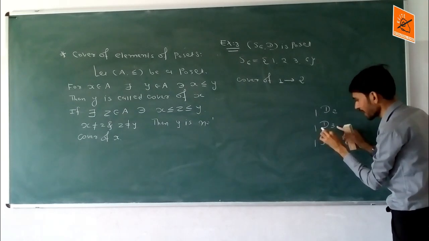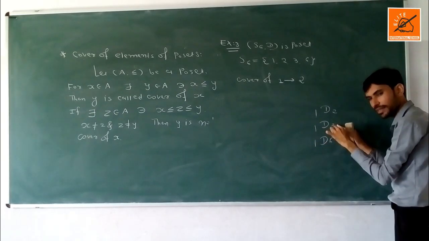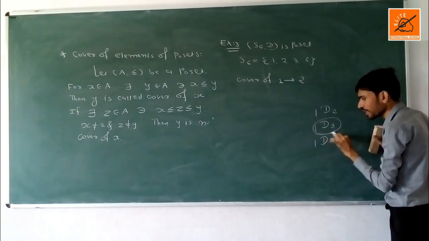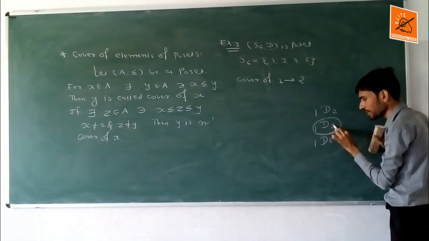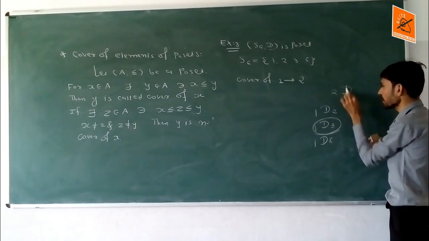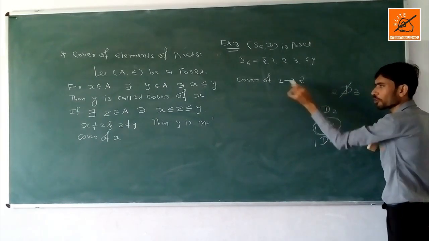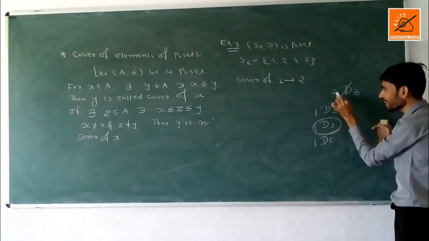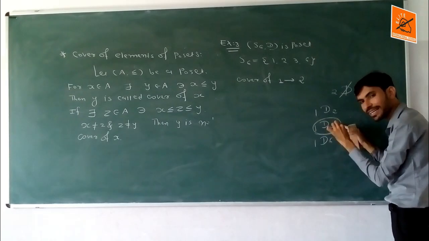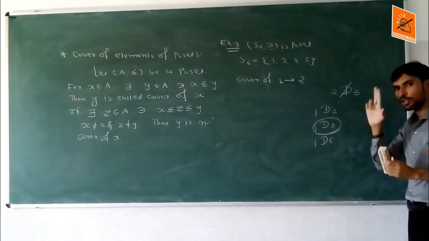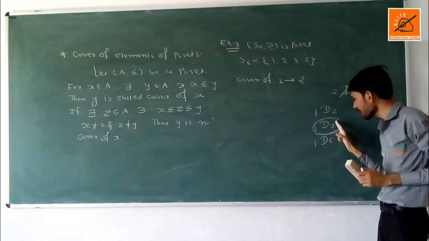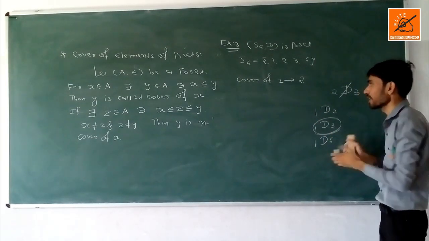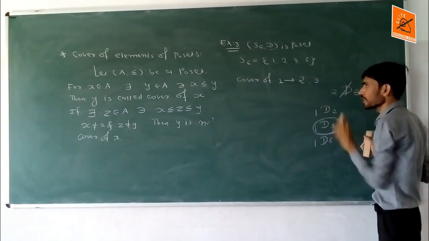Now see again. Next one is this. 1 also divides 3. So here there is no existing element between 1 and 3. Here 2 does not divide 3. Of course, 2 is the cover of 1, but 2 does not divide 3. So 2 is not related with 3. So 1 is also directly related with 3. So the cover of 1 are 2 and 3.